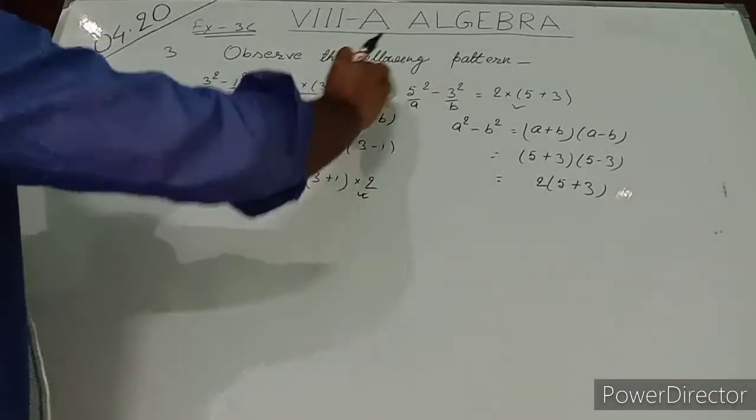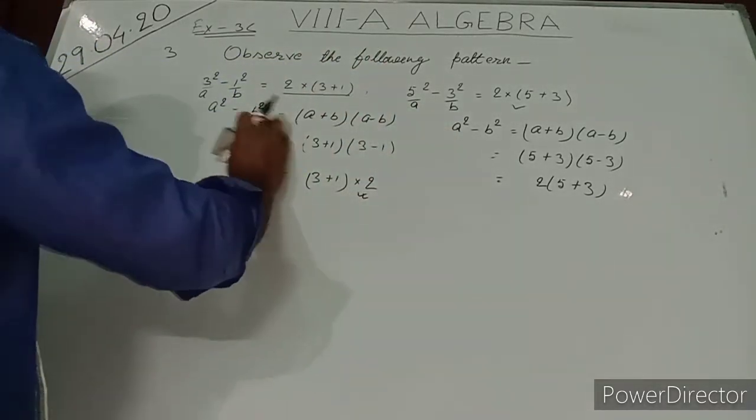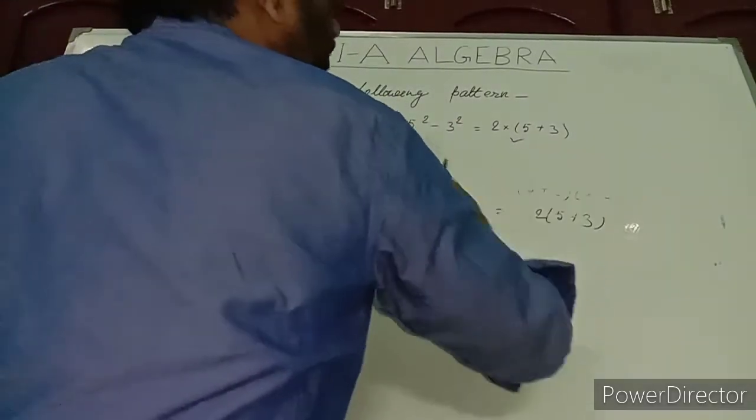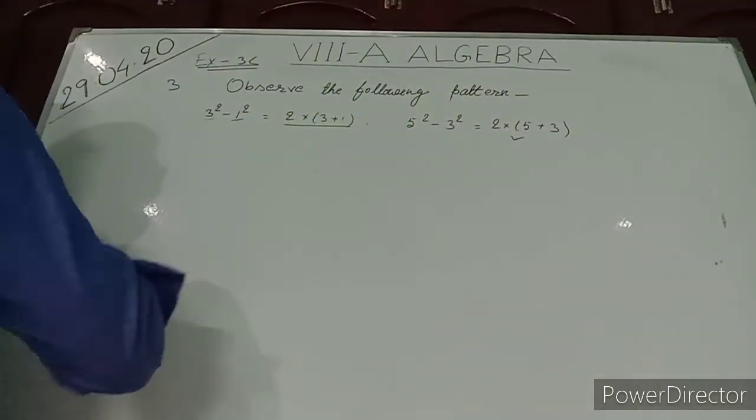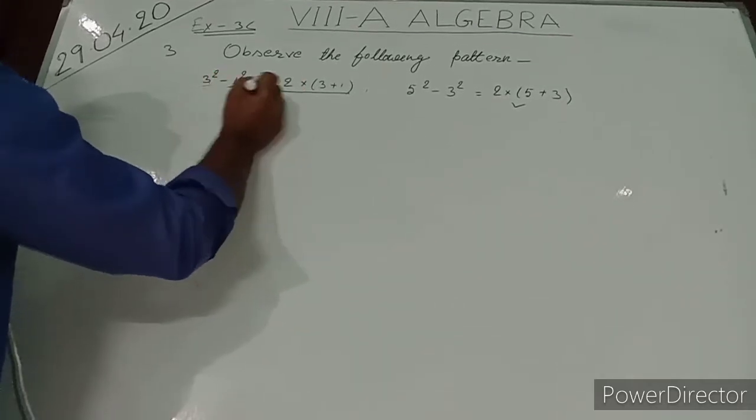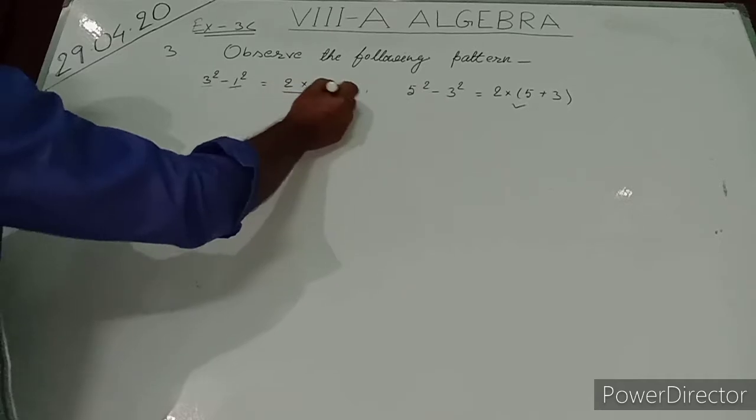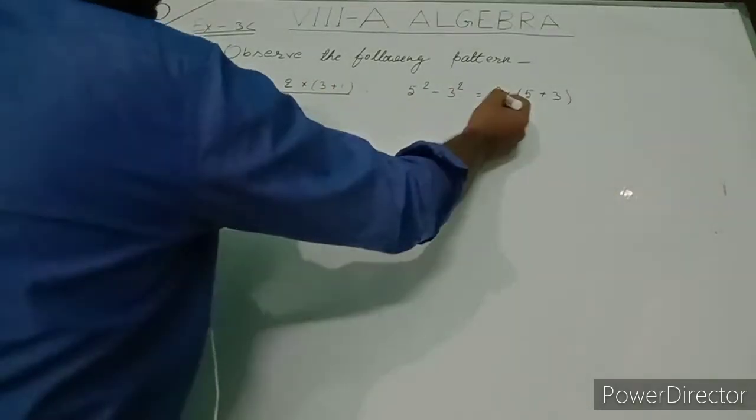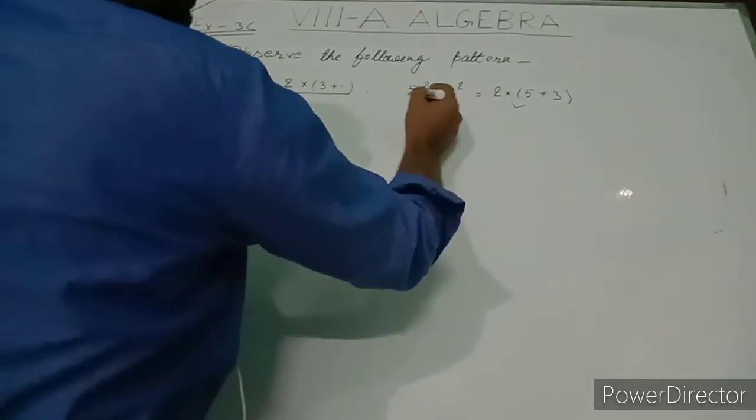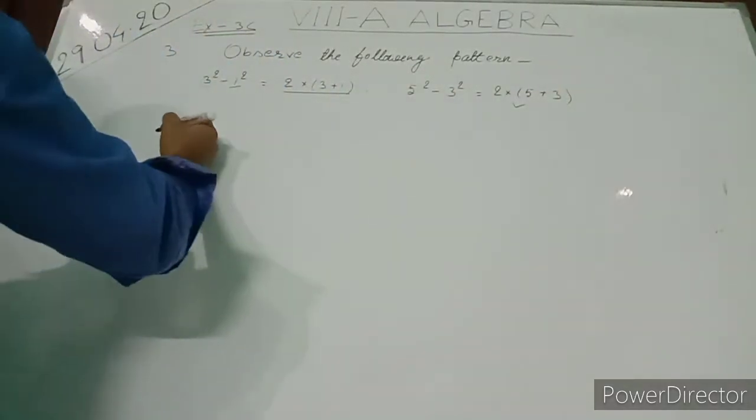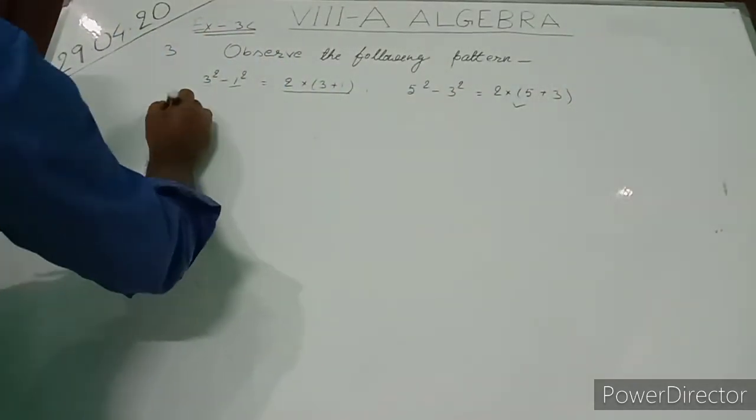So did you understand this pattern? Again I repeat the pattern. This pattern says, this is the subtraction of these two numbers, 3 minus 1 equal to 2, and this is the sum of these two numbers, 3 plus 1. Similarly, this is the subtraction of these two, 5 minus 3 equal to 2, and this is the sum of these two. Now, our first question is Roman number 1.